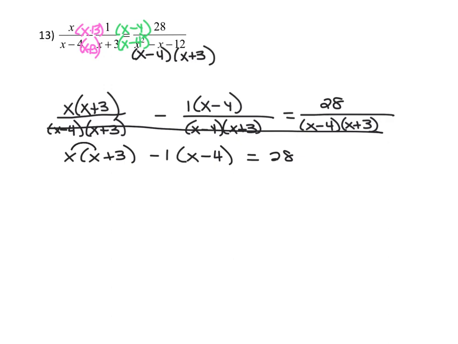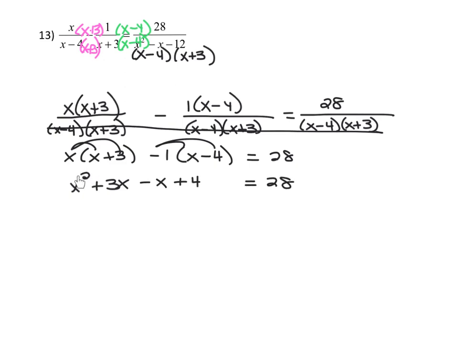Okay, so x times x is x squared. X times 3 is 3x. And again, here we have a negative 1. So negative 1 times x is negative x. And negative 1 times negative 4 is positive 4. And you can bring down the equals 28.